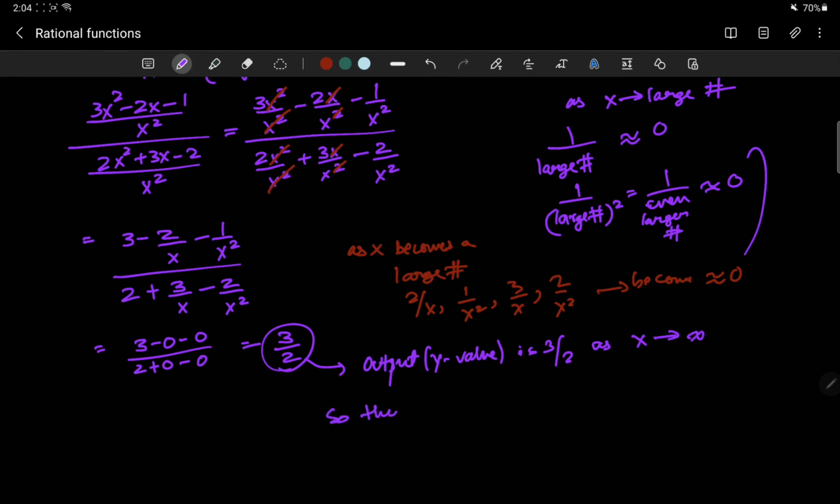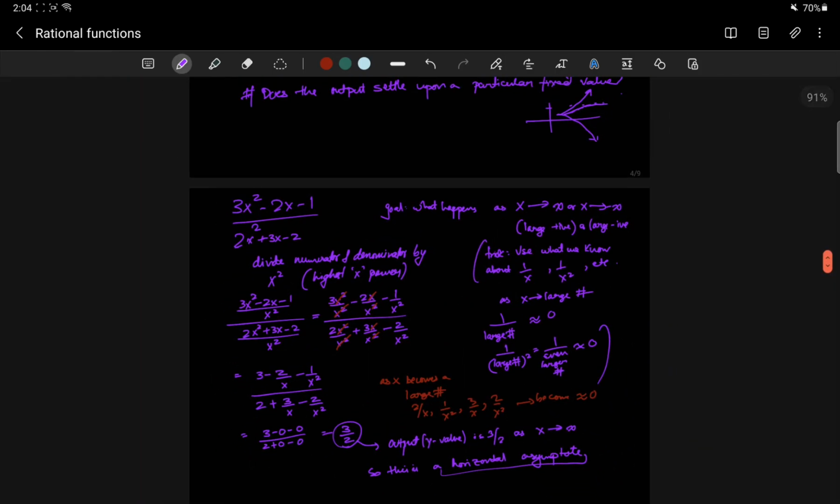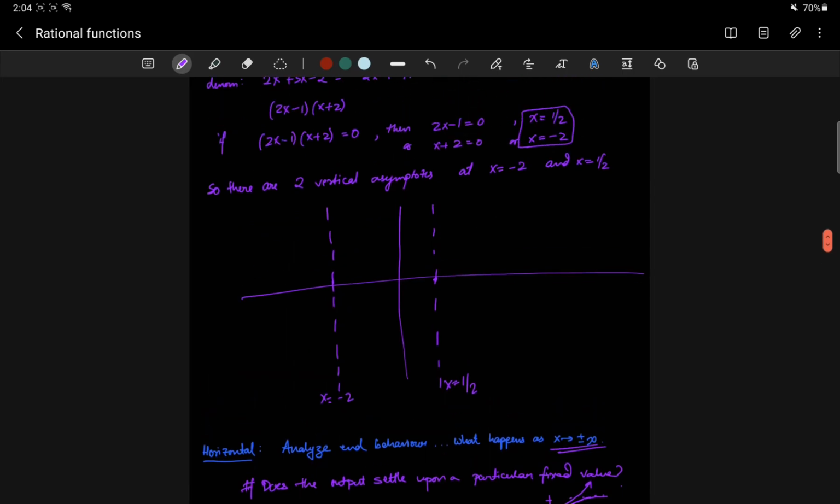So this is a horizontal asymptote. The fact that this is a horizontal asymptote can be derived by using this particular method. Which means now if I go back up here, I have an additional piece of information I can throw in. I can say that y equals 3 halves is a horizontal asymptote.